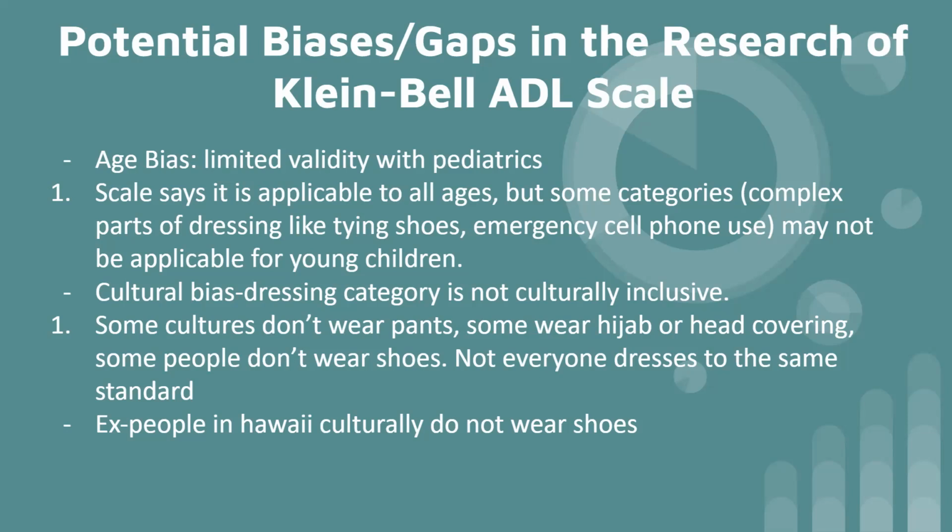There is also a significant cultural bias, especially in the dressing category. Some cultures do not wear pants and only skirts. Some wear hijabs or head coverings. Some, like in Hawaii, people culturally don't wear shoes. Basically, not everyone dresses to the same standard, and they would get points deducted for not dressing to the standard of the Klein-Bell ADL scale, which is a typical American standard of dressing.